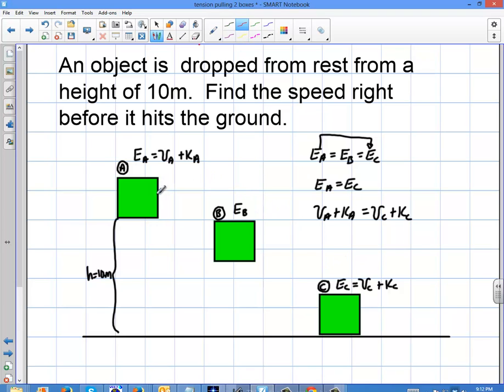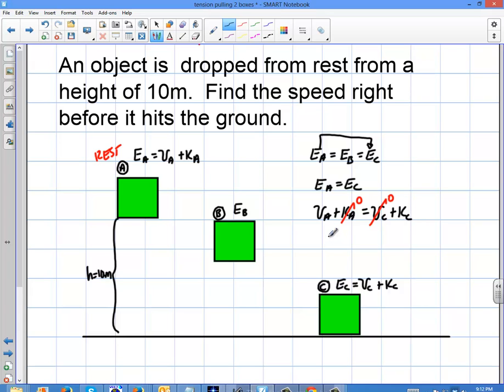So when it's released from rest, this is from rest here. So right here, this is rest. I'm going to assume that I have a maximum potential energy and a kinetic energy that's zero. It's from rest. When it's falling and it's at the ground, I'm going to assume that my potential energy is at zero and my kinetic is going to be maximum. So all of the potential energy of A is going to be converted to kinetic energy at C.